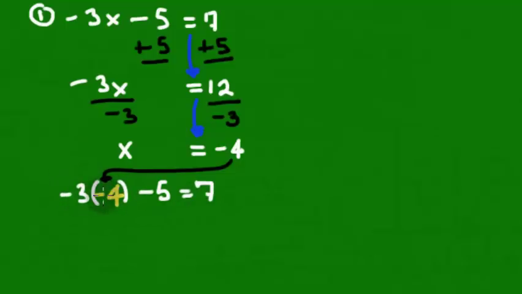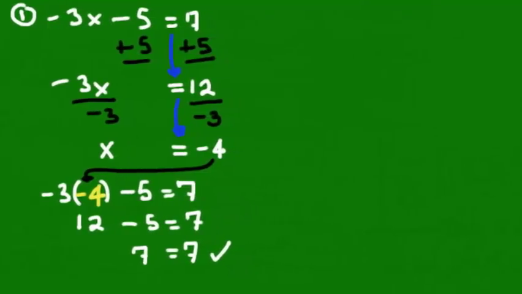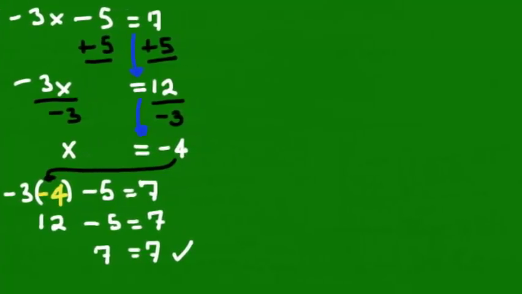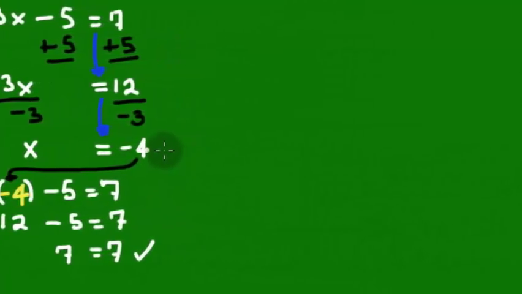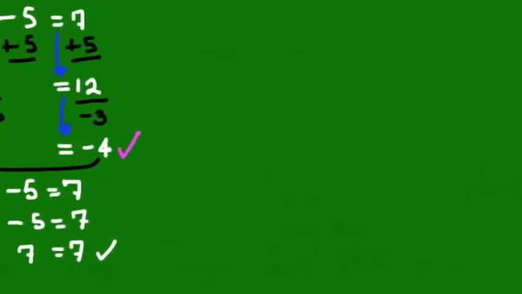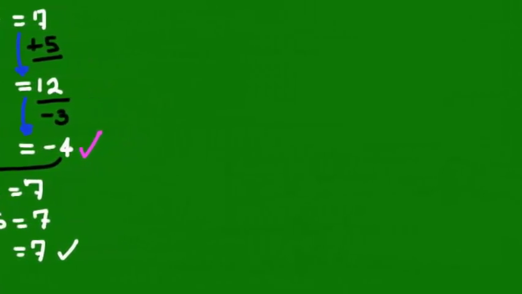So negative 3 times negative 4 is positive 12. And we still have to subtract 5. And 12 minus 5 is 7. Since we can see that both sides of our equal sign reflect the same value, this is indeed true. So we know that our answer, which we had over here, negative 4, has to be the right answer. That's our way of checking, and it is then definitely the correct answer.